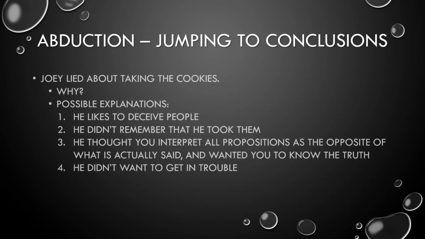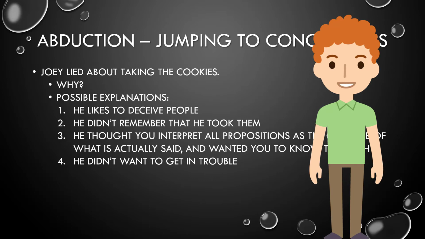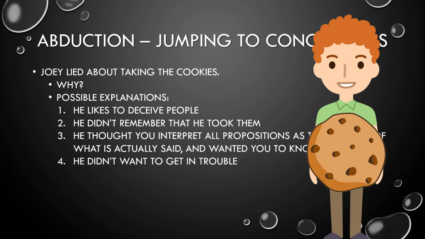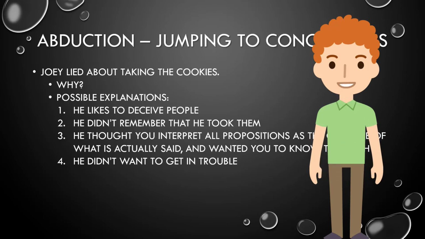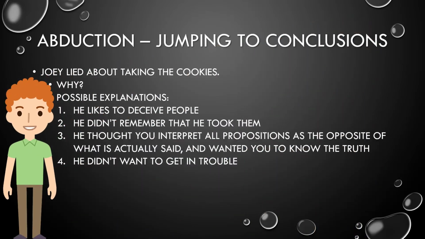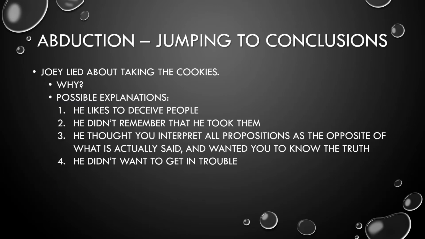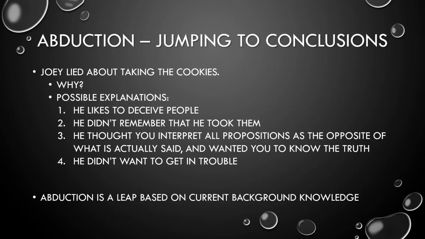Another example, let's say little Joey lied about taking the cookies, and we want to know why. Some possible explanations are he likes to deceive people, he didn't remember that he took them, he thought you interpret all propositions as the opposite of what is actually said, and he wanted you to know the truth, or he didn't want to get in trouble. Now, you can go ahead and pick the one that you think is most likely, but again, abduction is a leap based on your current background knowledge.